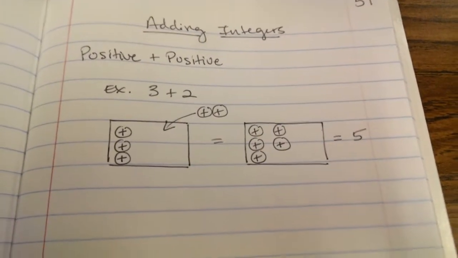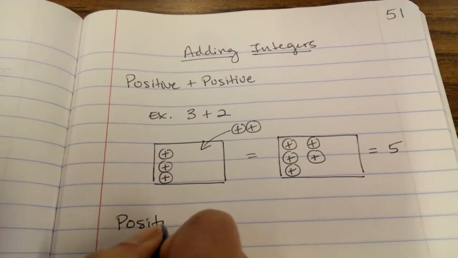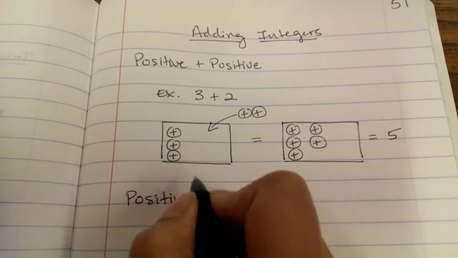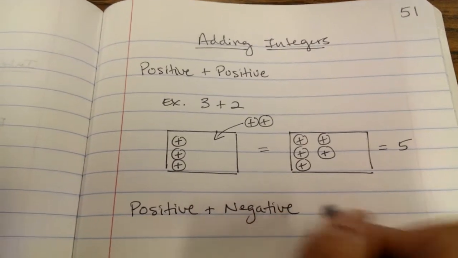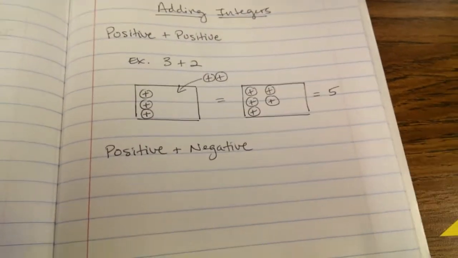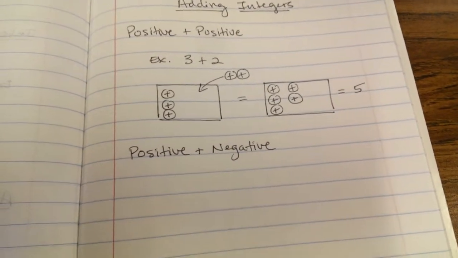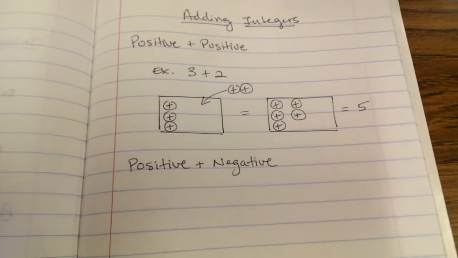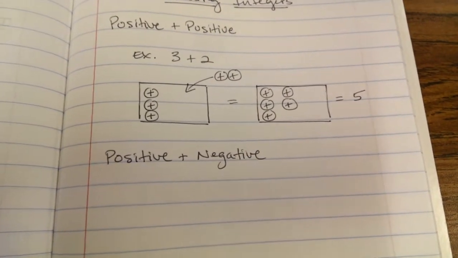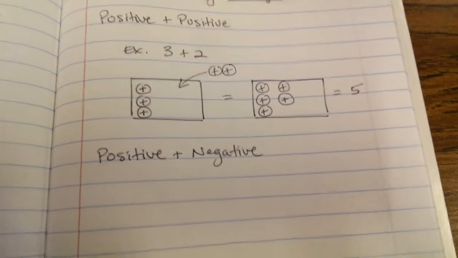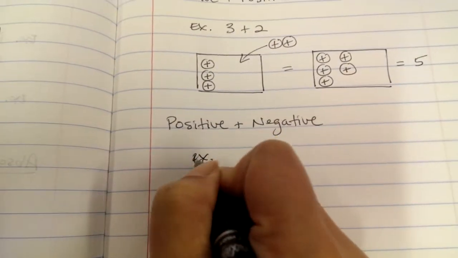Now what about a positive plus a negative? So what happens when we have a positive number and we add it to a negative number? Okay. Now I always think of positive numbers as money that you have, and negative numbers are like money that you owe. It's debt, right? If you owe somebody money, that's debt that you have.